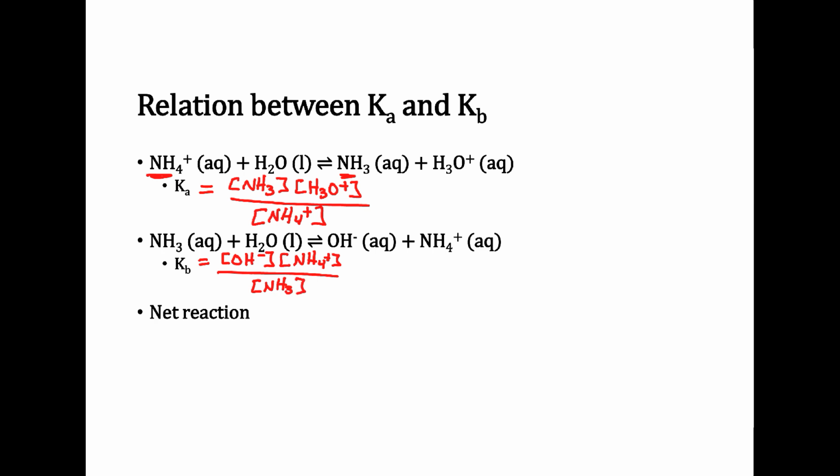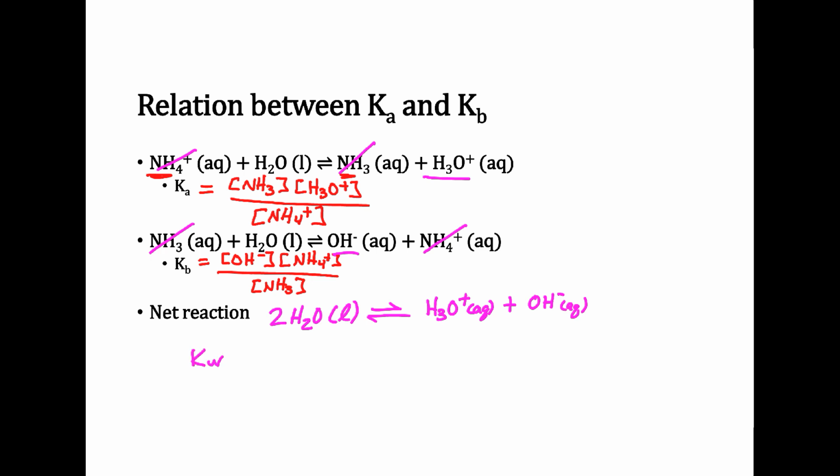Well, what's the net reaction whenever we combine these? So whenever we start to combine these two reactions, we would see that the ammoniums would cancel out, the ammonias would cancel out, and we would be left with something that looks like this. 2H2O yields hydronium plus hydroxide. So we've actually seen this before. This looks a lot like Kw. In fact, this is Kw.